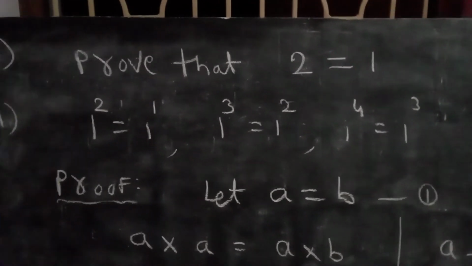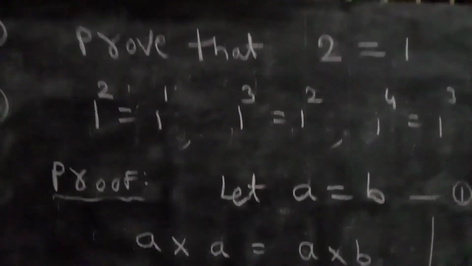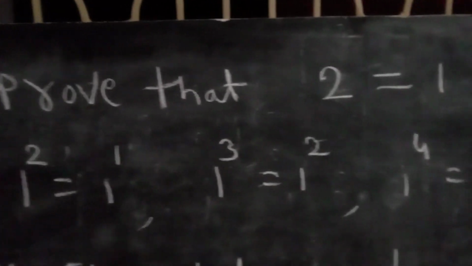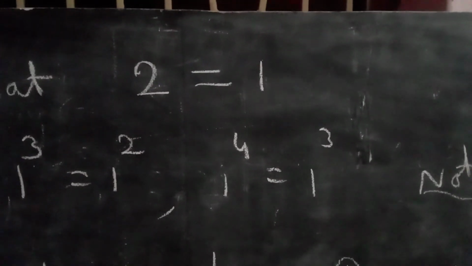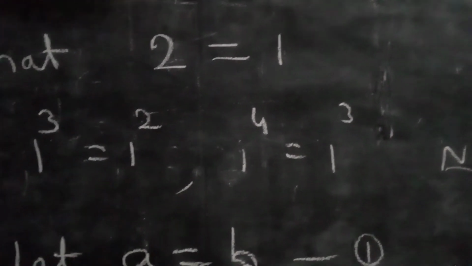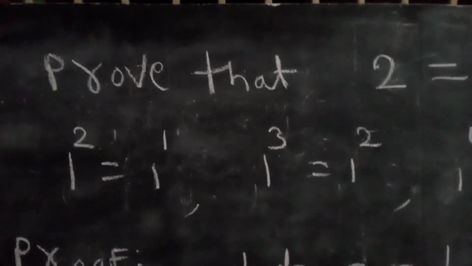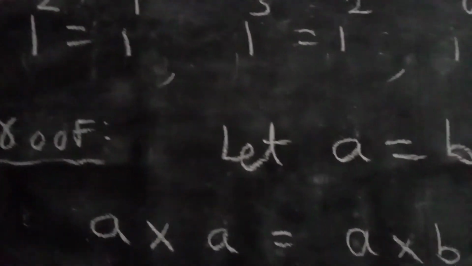Okay. Right. So again I am going to explain. 1 square equals 1 power 1, 1 cube equals 1 square, 1 power 4 equals 1 cube. This is not correct because so many answers we can get by writing like this. But the correct proof for prove that 2 equals 1. How to prove 2 equals 1? This is the proof. See correctly.